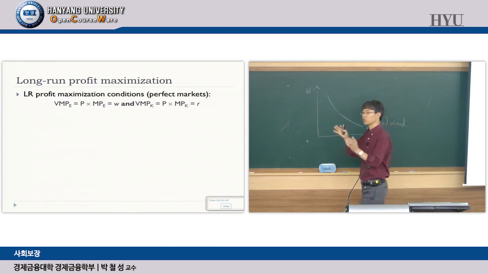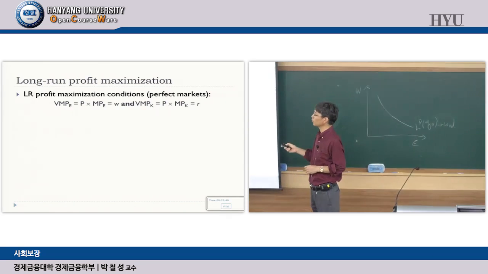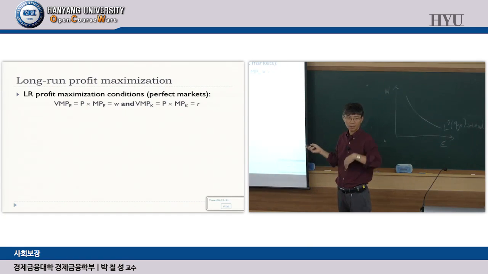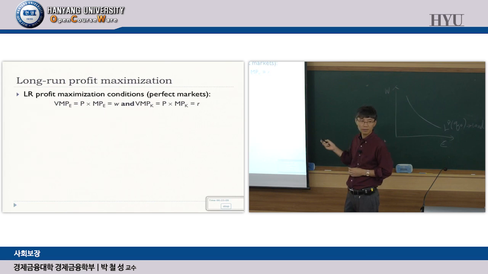Okay? So in the short run, they solve only one equation, for example. In the long run, they will solve two simultaneous equations. Actually, two simultaneous partial equations. Okay, so if they have more inputs, then the same logic applies.